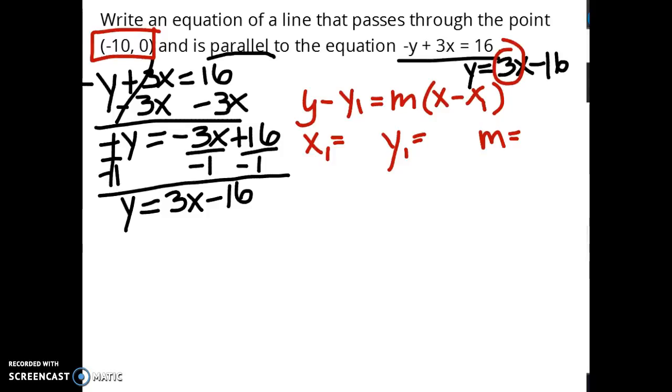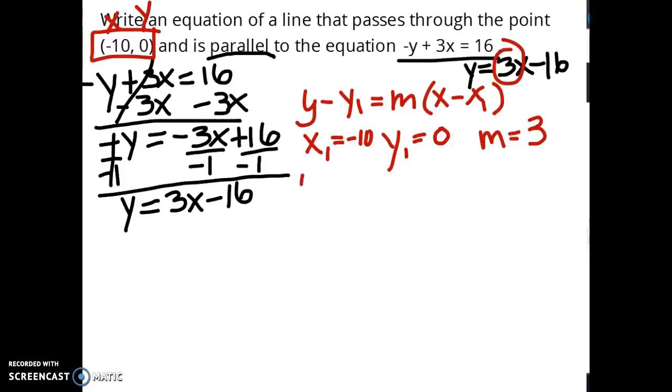First thing off, parallel means the same. So this slope is 3. That means this slope is going to be 3 as well. Passing through this point means that the x-coordinate here will be the x-coordinate here. The y-coordinate for the point will be the y-coordinate in the new equation as well. It's still a literal equation. However, I'm still going to be able to solve for y.